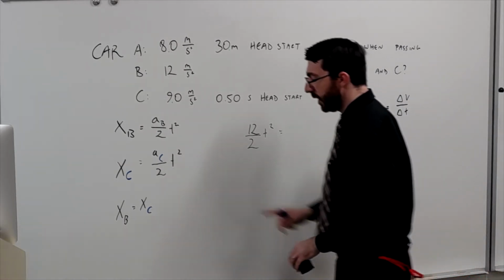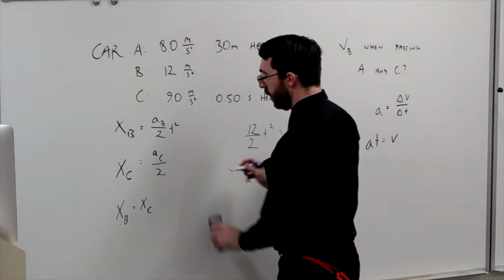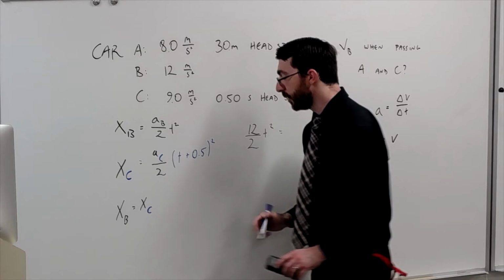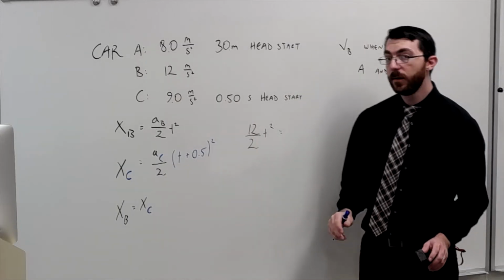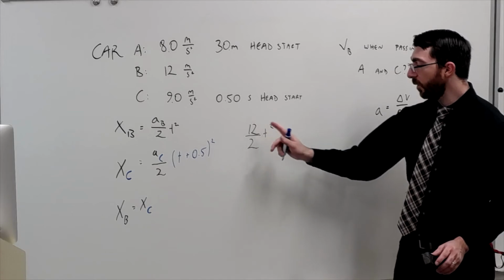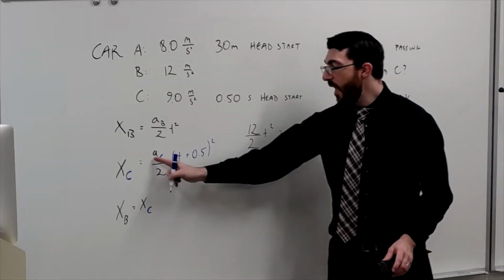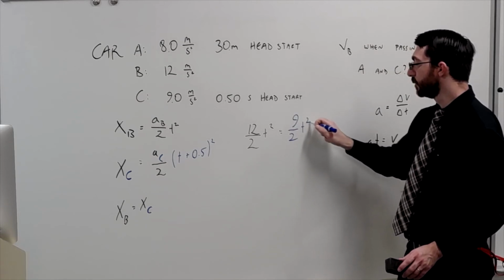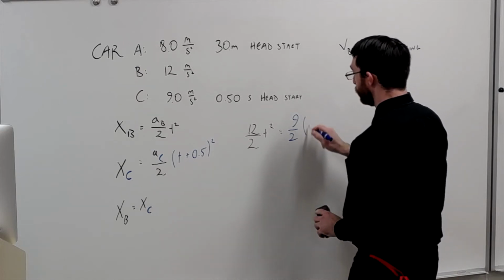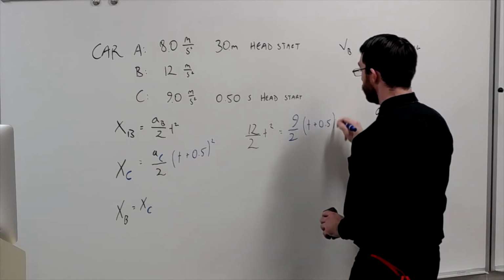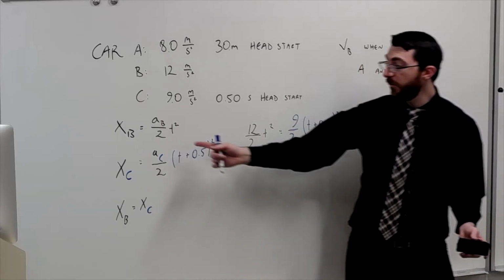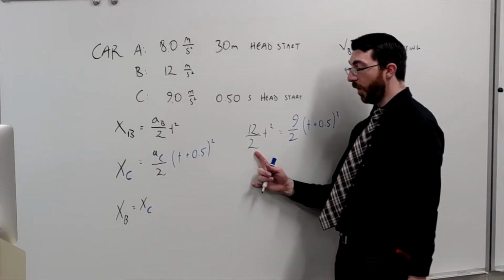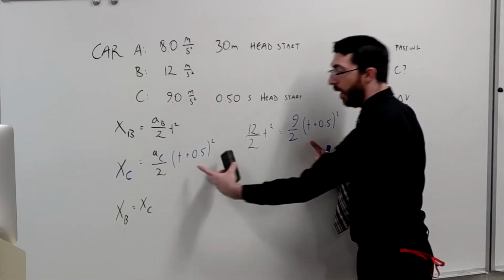Do have to make one adjustment though. This time there really should be a t minus one half. That's how I'm going to account for my half-second head start. So 12 halves squared is going to be equal to AC, which is 9. Oh, of course. Okay, so I still have the location of car B, location of car C, set them equal to each other. Here's the location of car B. Here's the location of car C.